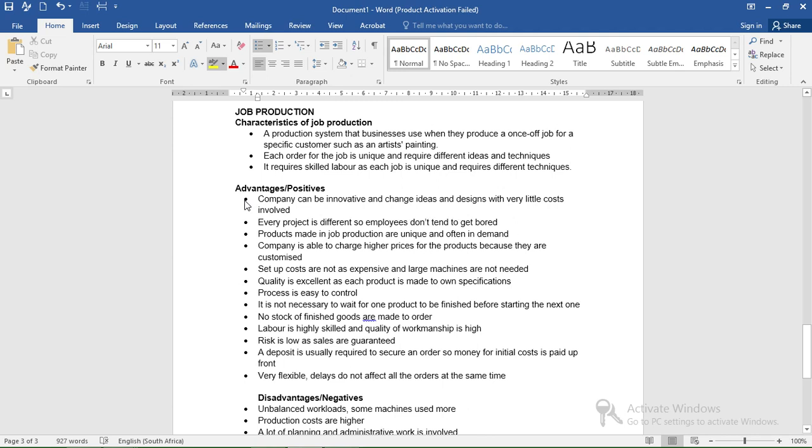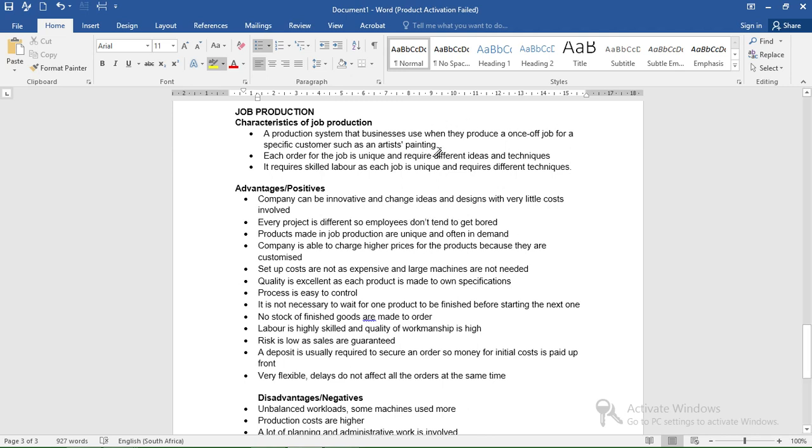Job production, this is quite easy. Under the characteristics, it is a production system that businesses use when they produce a once-off job for a specific customer. Right, that's what is called job production. It deals specifically with what customers require. It's a custom-made production whereby you produce things according to the customer requirements. So it means each and every job that you do is different. It's not exactly the same. That's why it's a once-off job. Why? Because each and every customer will have different needs. So different ways of doing the job are going to be used.